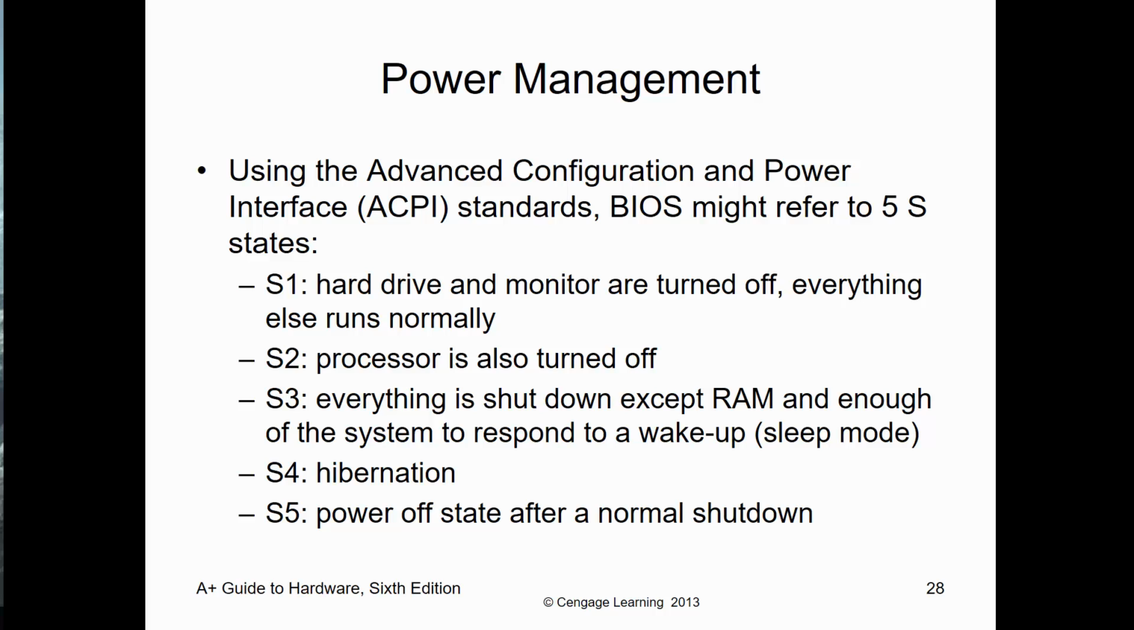We have the Advanced Configuration and Power Interface, ACPI, and there are 5 power states. S1: hard drive and monitor turned off, but everything else is running normally. S2: the processor is also turned off. S3: everything is shut down except RAM and enough of the system to respond to a wake up. S4 is hibernation. S5 is the power off state after a normal shutdown. So do keep that in mind.